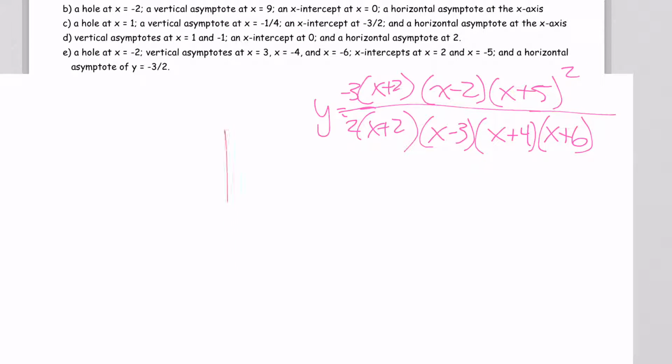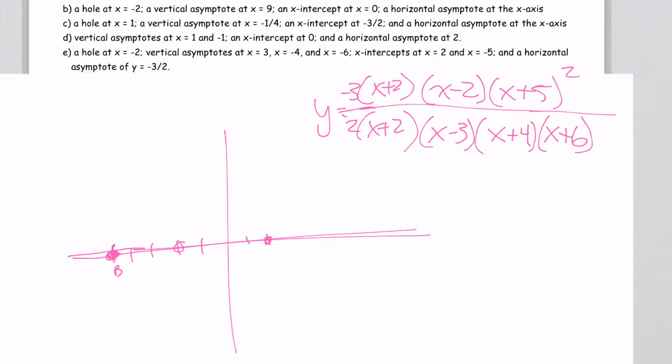Now I just need to graph this and make sure that everything agrees. Okay? So let's start marking things. Negative 2, that's where I'm going to have a hole. Positive 2, I'm going to have an x-intercept. Negative 5, 1, 2, 3, 4, 5, I'm going to have an x-intercept, and that x-intercept is going to bounce.